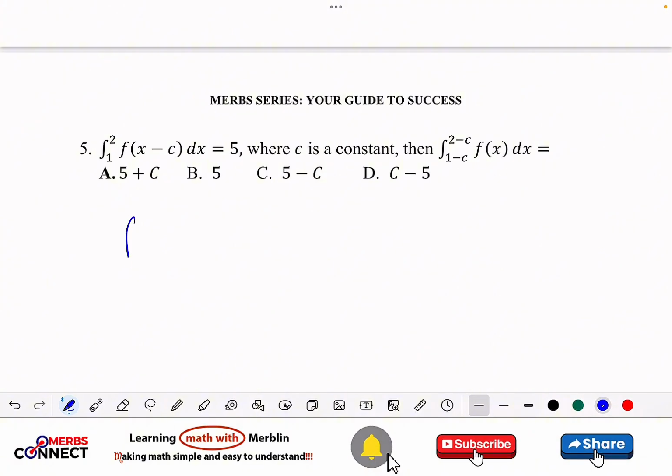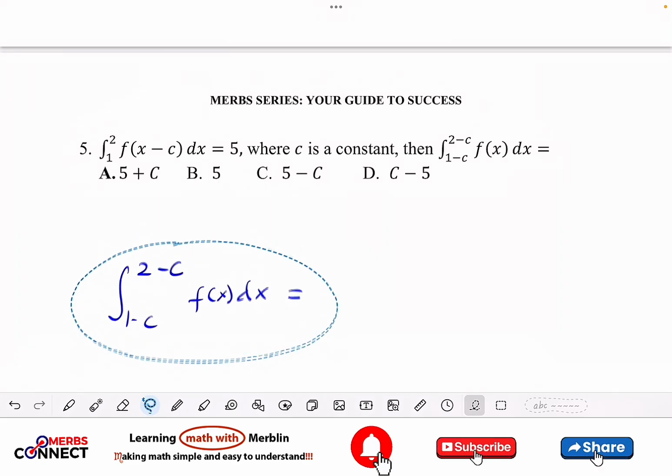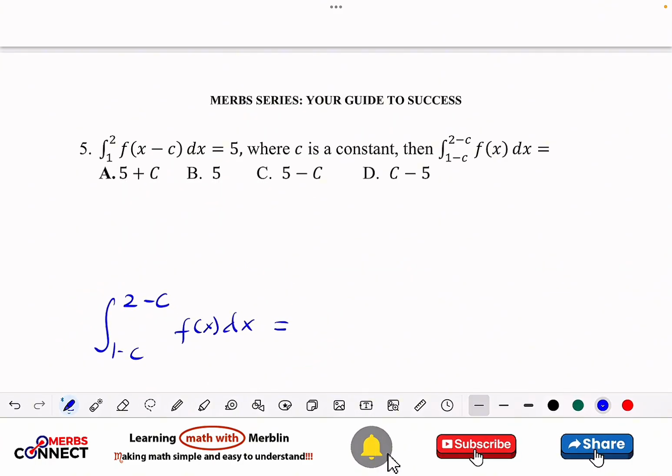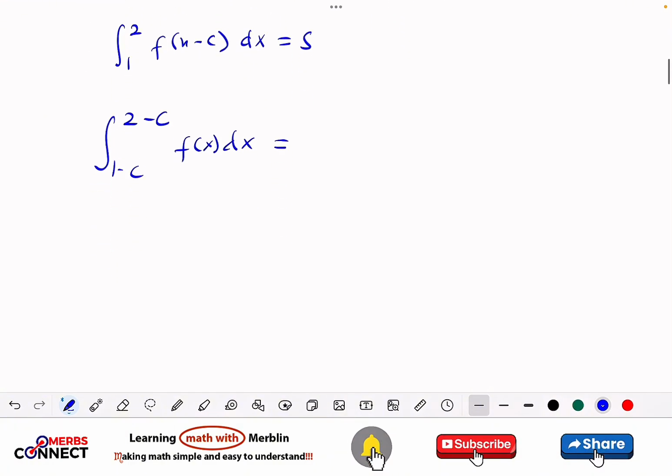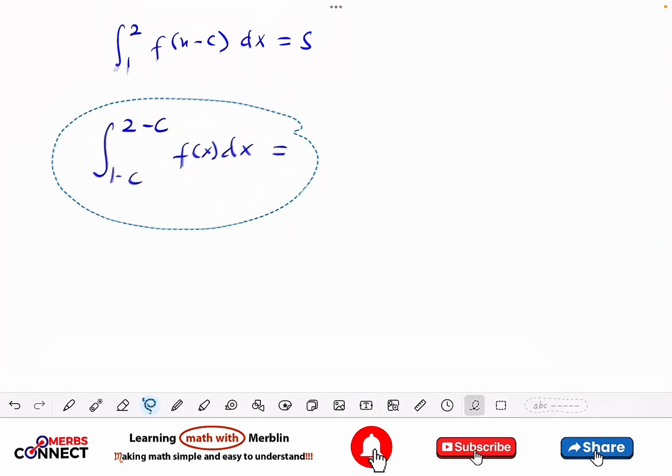Now we have given the integral from 1 to 2 of f of x minus c dx. So what can we do here? Let's see. Before we solve this one, what we can do here is we can try to manipulate this. The integral from 1 to 2 of f of x minus c dx is equal to 5. Let's try and do something here so that we can do some substitution.